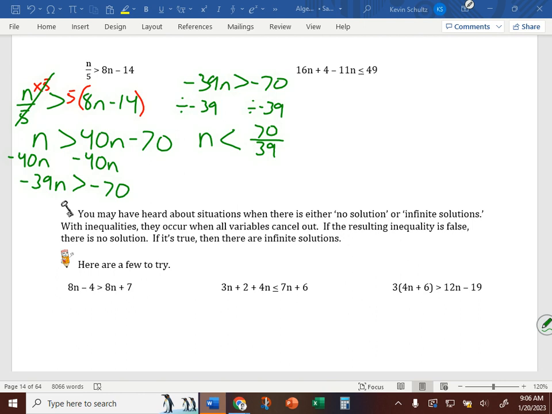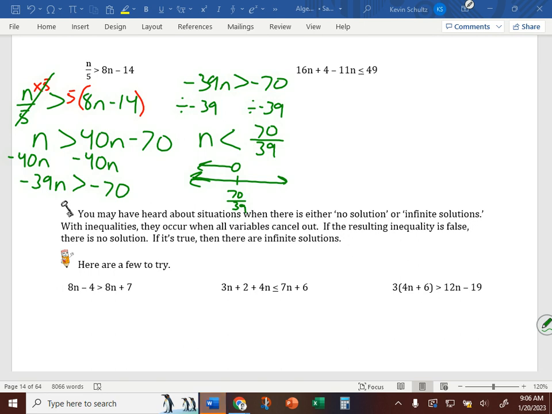Okay? So we have our number line. 70 39ths is where our graph starts, and anything less than that is going to work. Okay? Is going to work.